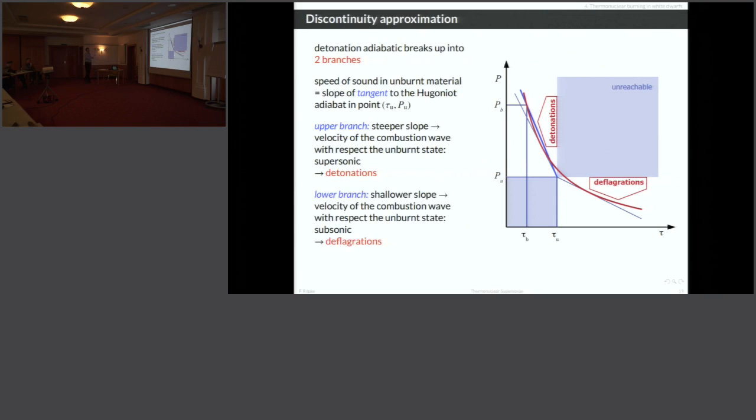For the lower branch the opposite holds. Here we always have a shallower slope than the one that would specify the speed of sound with respect to the unburnt material. Therefore here we have subsonic combustion waves, propagating with subsonic velocities, and these are deflagrations.